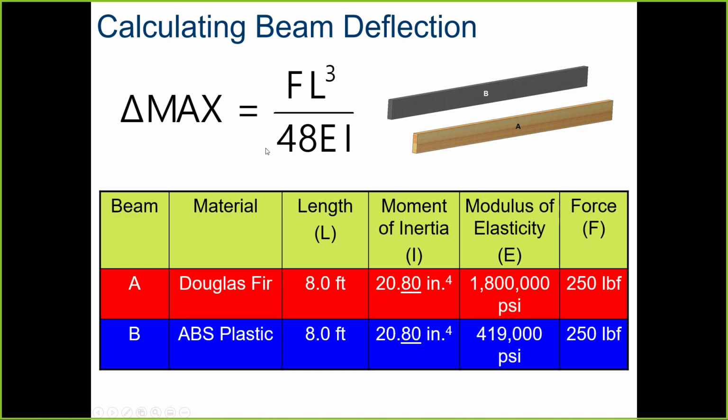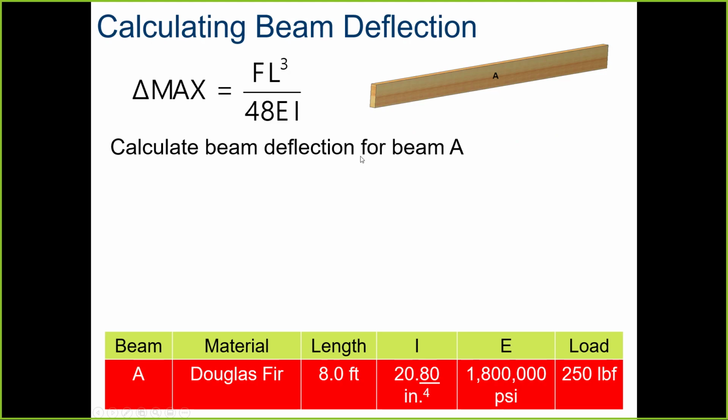So, that being said, let's do a calculation. Look at the information given down below, folks. It's beam A right here. It's made out of Douglas fir. The length is 8 feet. The I is 20.8. If you remember what I is, that's the moment of inertia. We calculated that yesterday. Remember, we got like 21 and 1.5 and stuff like that. It depends on this little cross section right here.